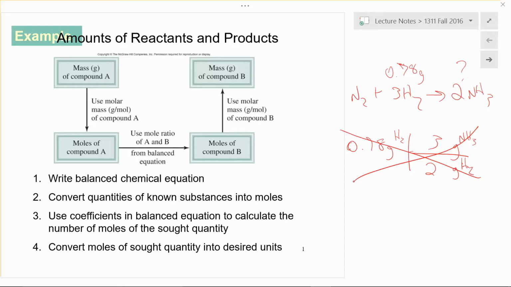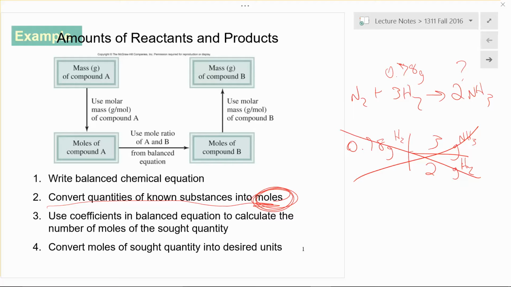Okay? So don't try that. I've seen lots of people try it. So that's why I'm telling you right now. Don't try it. It doesn't work. Okay? You cannot do that. Convert the quantities of known substances into moles. You need to convert them to moles. They have to be in moles to do the stoichiometry. You can't do stoichiometry unless it's in moles.